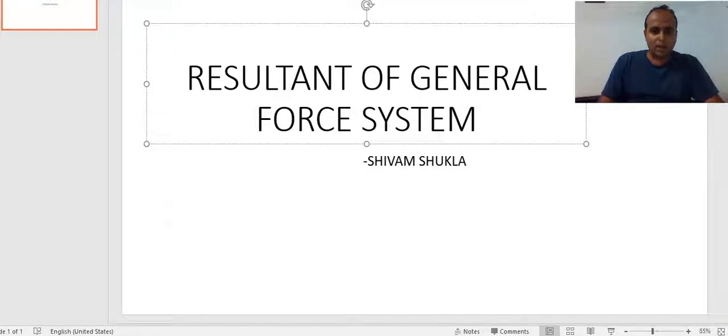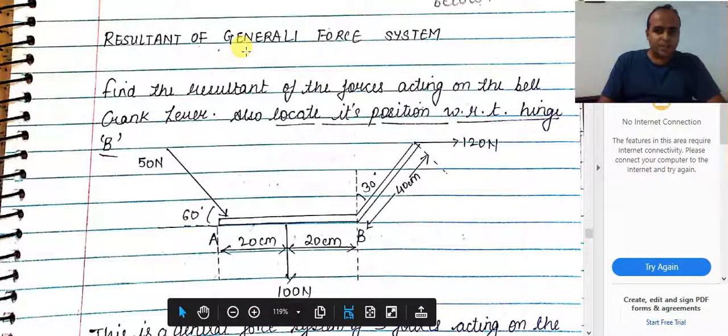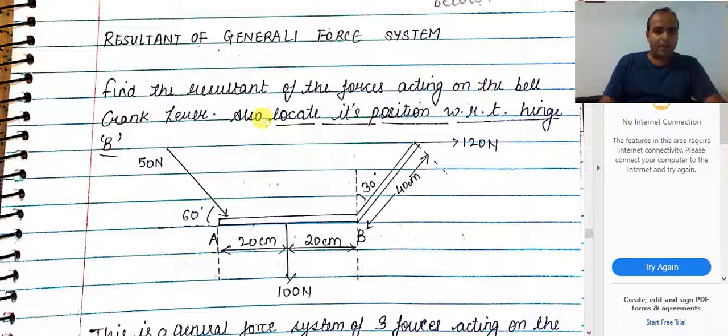This is Shivam Shukla, and here I am to solve a problem on resultant of general force system. It's a university problem for 6 marks. Let us see how the question statement goes. Question statement states, find the resultant of the forces acting on the bell crank lever. Also locate its position with respect to hinge B.